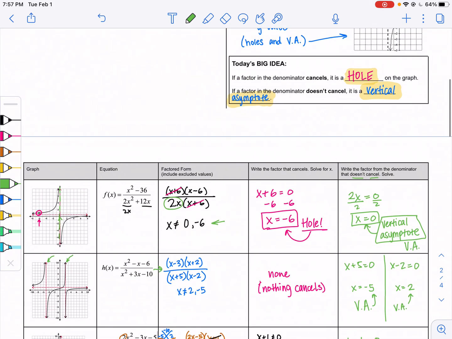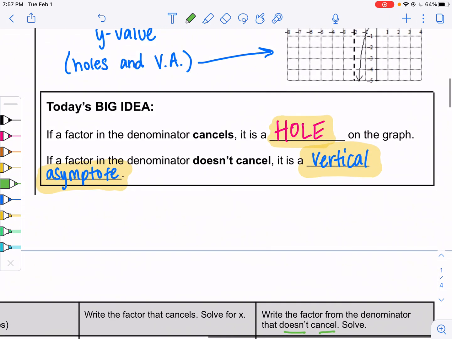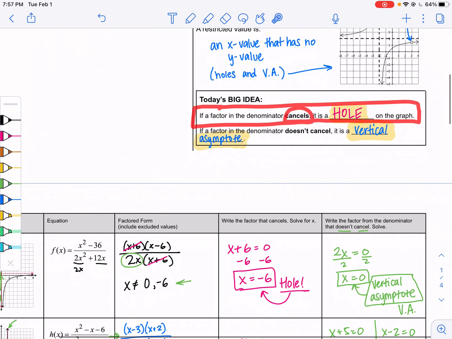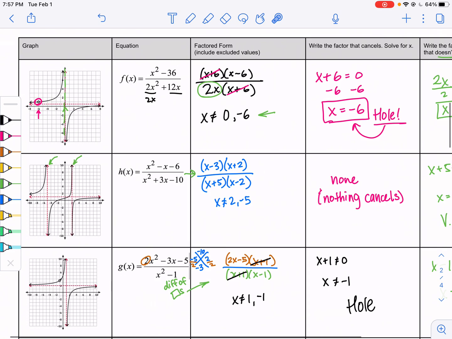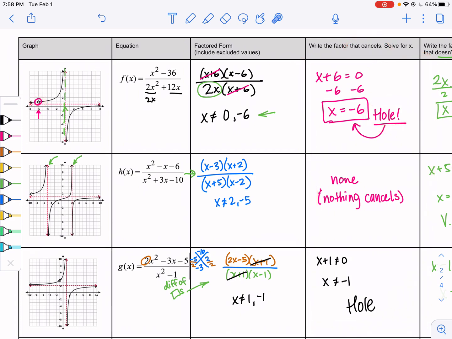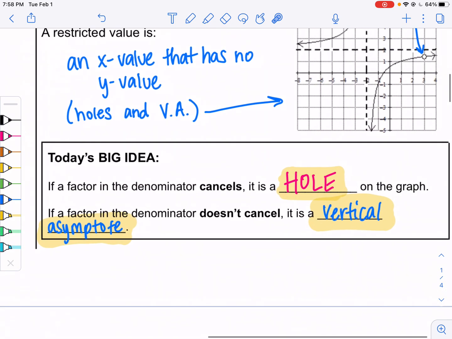So then finally, the last thing that I want us to notice is today's big idea, right? So today's big idea, there are two of them. If a factor in the denominator cancels, it becomes a hole in the graph, right? So if we look back at the three examples that are done here, if we look at these ones that cancel in this section here, we can see that there is a hole at -6, and we see that hole on the graph. We see a hole at -1, and we see that hole on the graph, right? So these are the places where the factors cancel. So when things cancel out like this or like that, that becomes our hole. So that's our first big idea here.